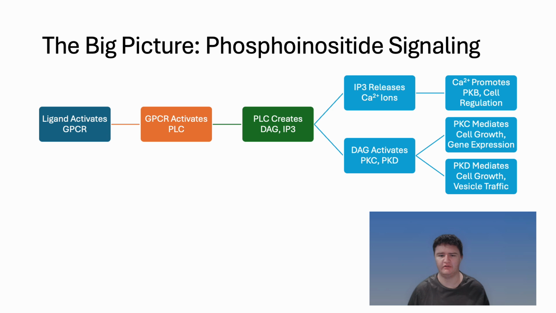From there, IP3 will release calcium ions from the endoplasmic reticulum, and the calcium ions then go on to promote PKB, cell regulation, everything like that that's critical to cell survival. And then DAG goes down the road to activate PKC and PKD. The PKC is going to help with cell growth, gene expression, and PKD is going to be important for cell growth and vesicle traffic. And that's it.